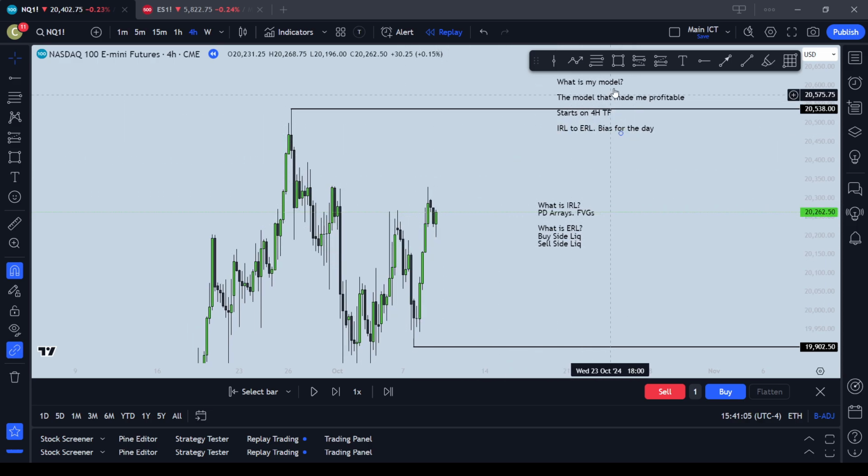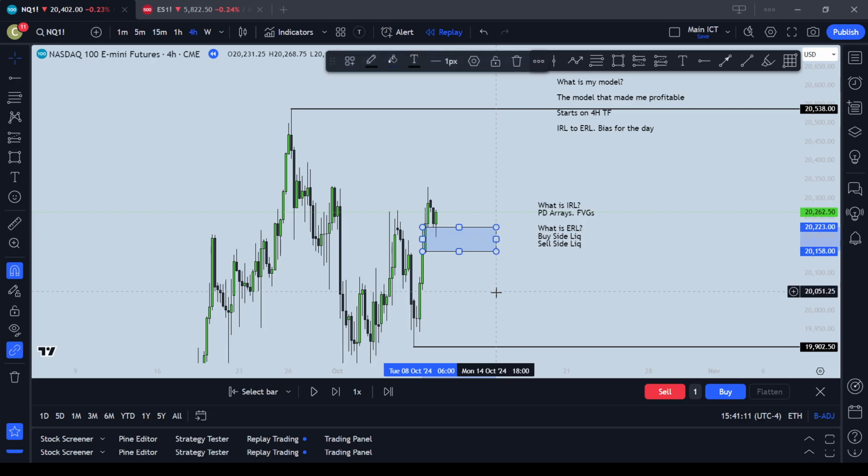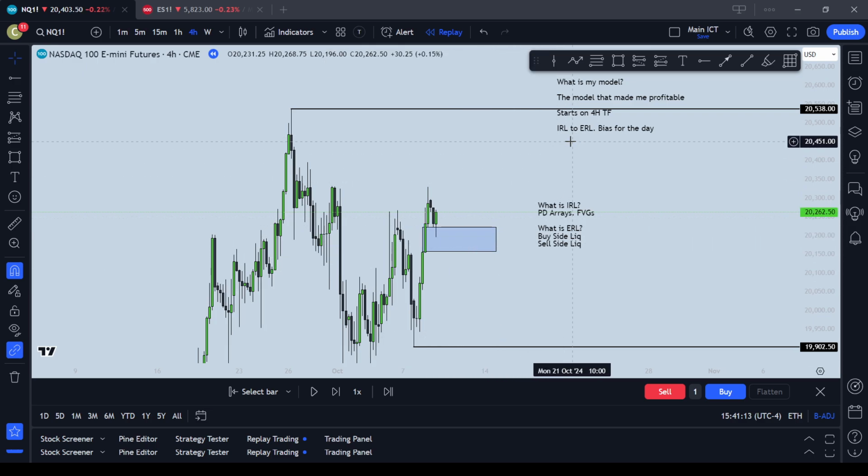Okay, where's our internal range liquidity? Well, what is internal range? Fair value gaps. Where's the fair value gap? Fair value gap right here. There's your internal range liquidity. Now, what do we do from IRL? We go to ERL.